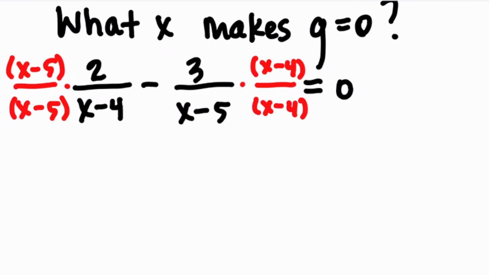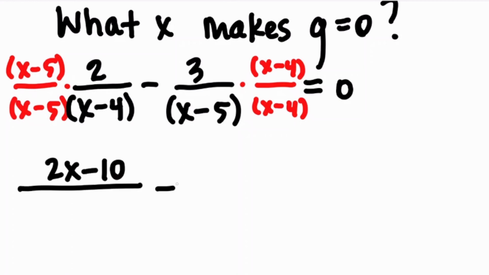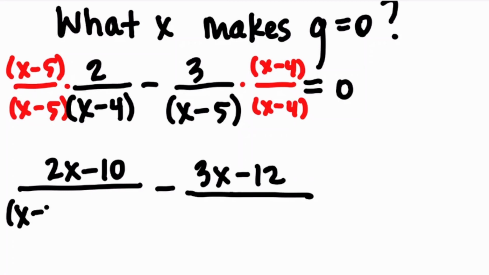So when I multiply these things out, I'll probably need some parentheses on these two. I'll have 2 times x minus 5, which is 2x minus 10. Minus, and then distributing the 3 over the x minus 4, I'll have 3x minus 12. And then on the denominator, I'll have x minus 5 times x minus 4.